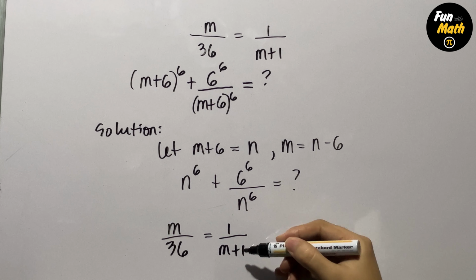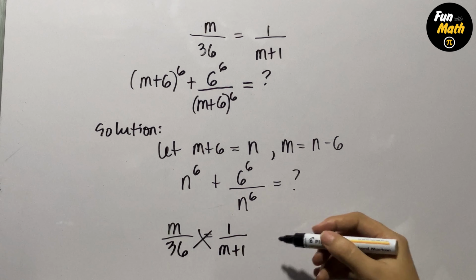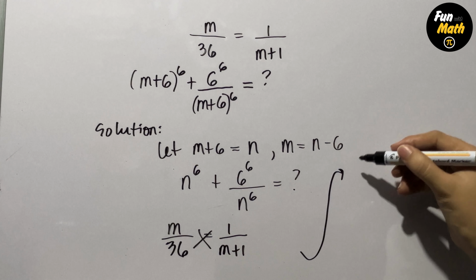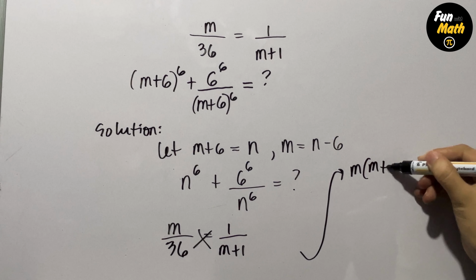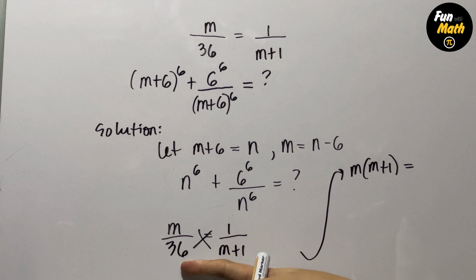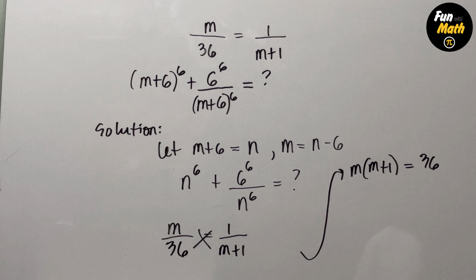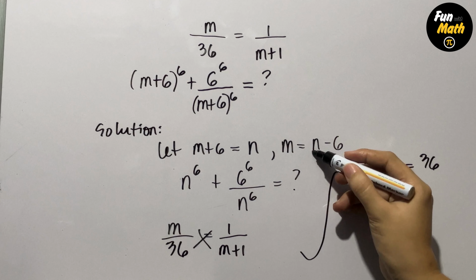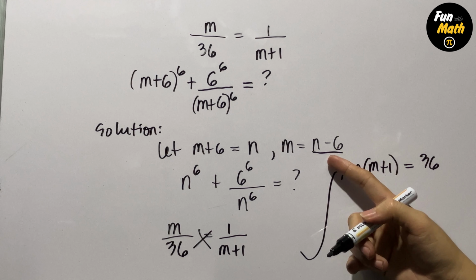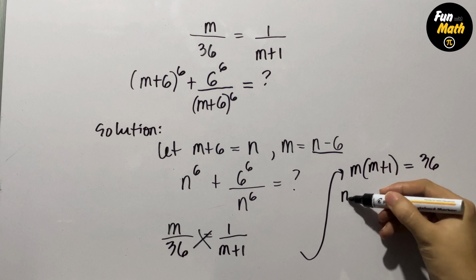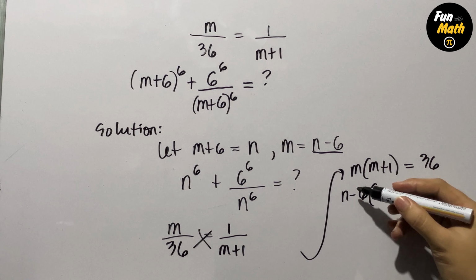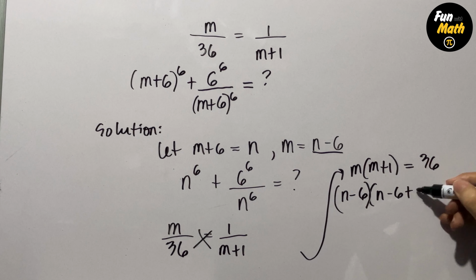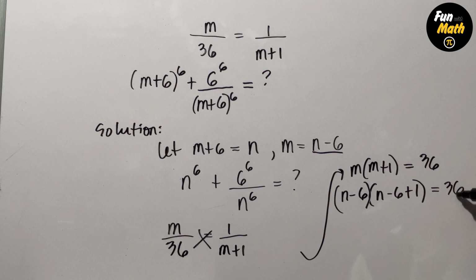Now for this, we can cross multiply. That is m times m plus 1 equals 1 times 36, that is 36. Now for this, the value of m is n minus 6. So we need to substitute this here. So this is n minus 6 times, we have another m, so that is n minus 6 plus 1 equals 36.